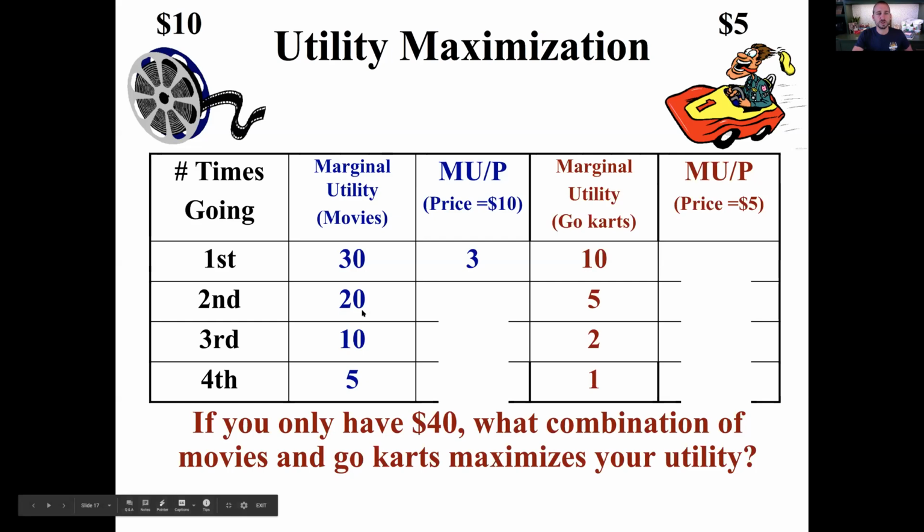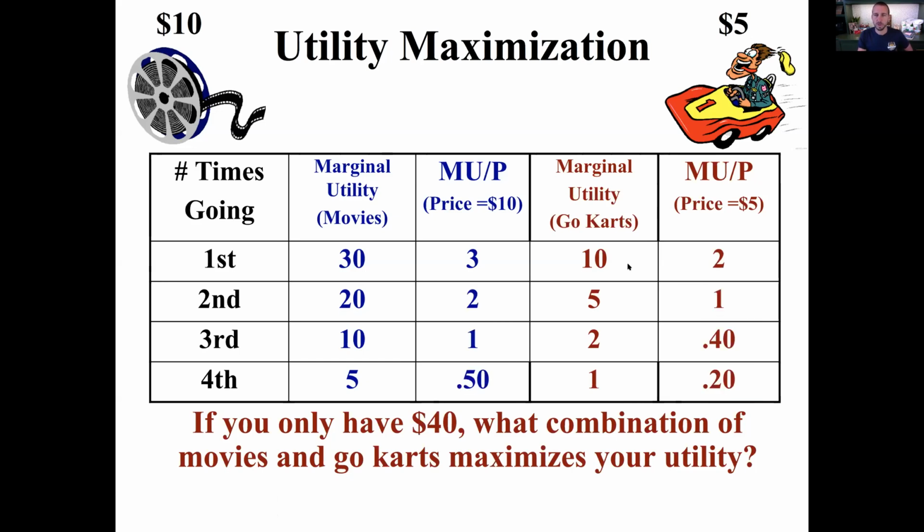So your marginal utility of the second one is 20. So per dollar, you're getting 2 per dollar, and then 1 per dollar, then 0.5 per dollar. And then with the go-karts, it costs you $5. So the first go-kart yields 10 utils, so that's 2 per dollar, then 1 per dollar, then 0.4, then 0.2. Okay, are we all good with those numbers? So again, you just take the additional utility per dollar.